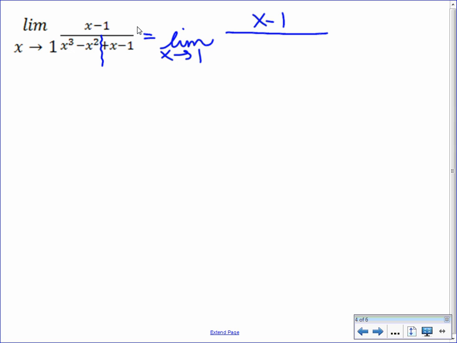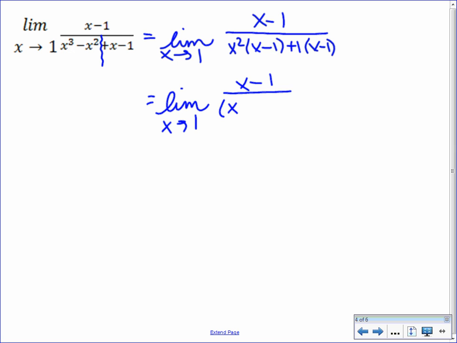What do we take out first? X squared. Leftover is? X. And we take out? 1. We take out a plus 1 and leftover is x minus 1. So we have the limit as x approaches 1 of (x minus 1) over (x minus 1) times (x squared plus 1). So our factors cancel.